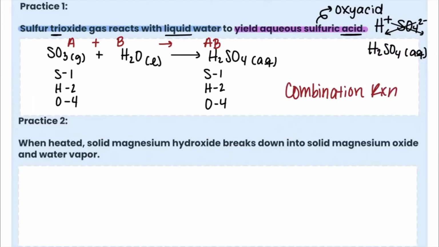Okay, let's try this last problem. When heated, solid magnesium hydroxide breaks down into solid magnesium oxide and water vapor. And the phrase when heated and even breaking down, those are huge clues. I mean, energy is being added here, things are being broken down. That rings a bell that this is a decomposition reaction. So now let's write the formulas.